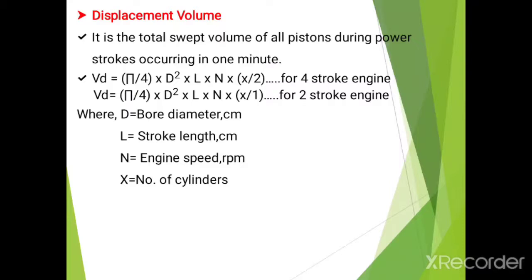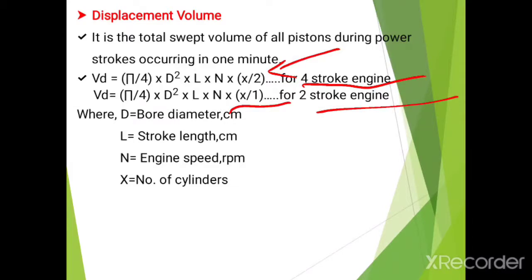Okay, it is the total swept volume of all the pistons during the power stroke occurring in 1 minute. That is called displacement volume. The formula for this displacement volume is equal to pi by 4 into d square into L into n into x by 2. Here, x by 2 is used for the 4-stroke engine and x by 1 is used for the 2-stroke engine.